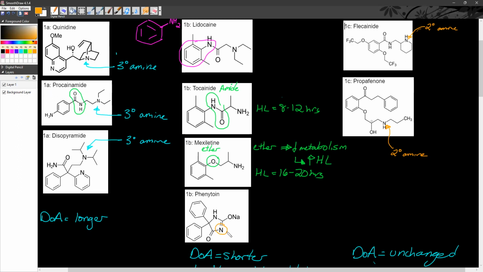It is this guy. What's funky about this nitrogen specifically is that it is acidic. So what I want you to remember specifically about phenytoin is that it's the only acidic sodium channel blocker. Every other sodium channel blocker is basic. All of their nitrogens, whether it's the tertiary amine, the primary amine, or this other tertiary amine, or the secondary amine that's in the class 1C, all of them are basic except for phenytoin.